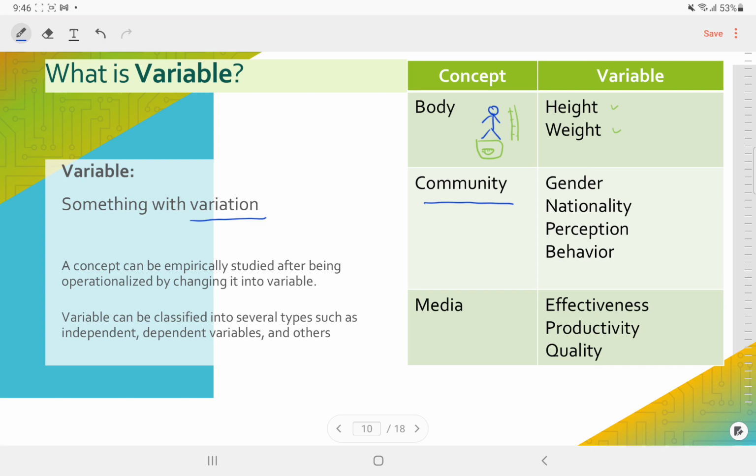Okay? And after you have understood the examples of variables, it's really important for you to understand the types of the variable itself. We have independent variables and also dependent variables and others. And I'll give you examples to make it clear.